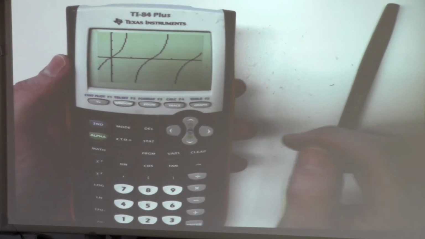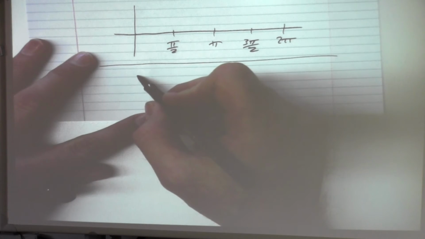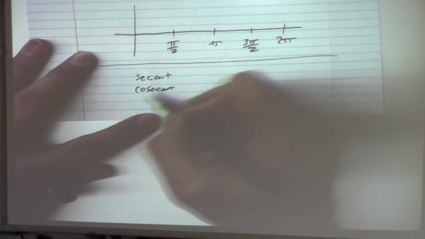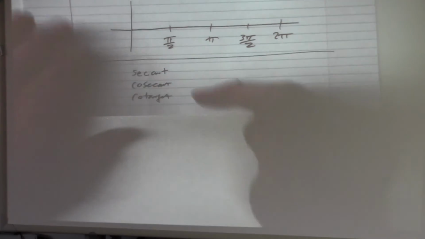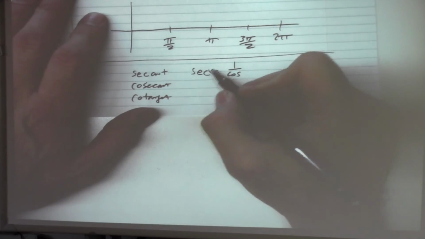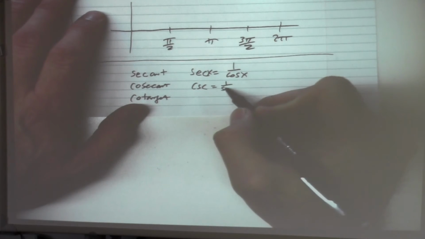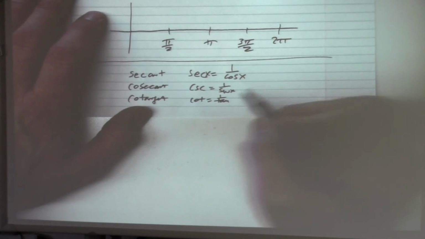Now, if I want to do the other three, that's where you have to remember something else. You have to remember this: the secant, cosecant, cotangent. The way you graph those three is using the reciprocal property. The secant is equal to 1 over the cosine. So secant of x is 1 over cosine x. The cosecant is equal to 1 over the sine of x. And the cotangent is 1 over tangent.